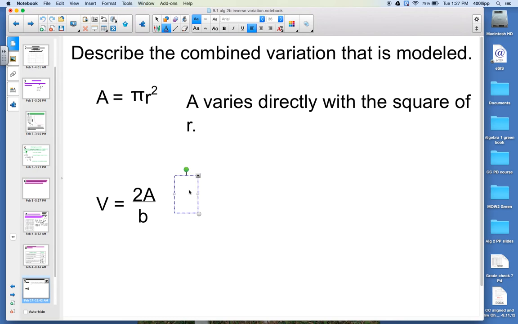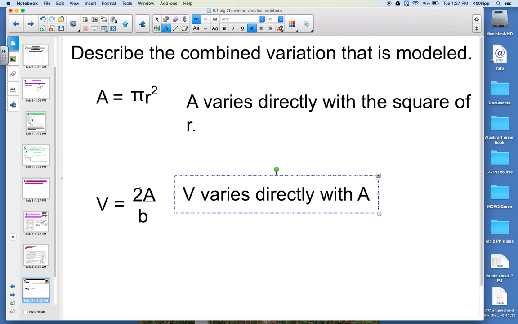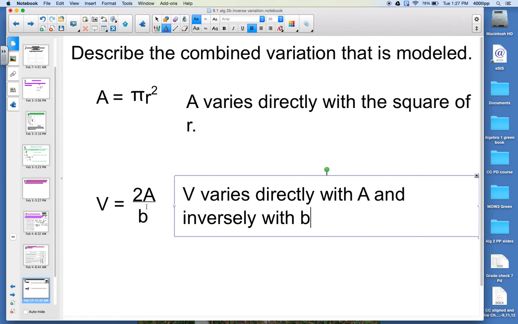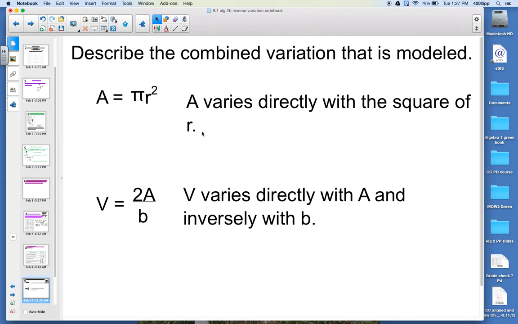Okay, for this one here, again, your 2 is a constant, so we don't write that in. So we're going to say that we have v equals 2a over b. So you can say v varies, since we have 2 times a, times would be your directly, so v varies directly with a, and then when we're dividing we say and inversely, because inversely means to divide, inversely with b. And that's describing the combined variation that is modeled.